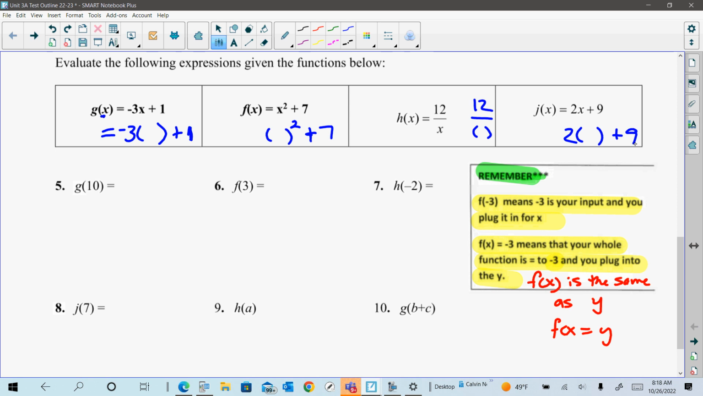All right, so in number 5, g of 10, what does the 10 represent? Yeah, it represents the x. So this should be negative 3 parentheses 10 plus 1. So you get a negative 30 plus 1, which your answer should be negative 29. Now, we can write this as an ordered pair. This would be 10, comma, negative 29.